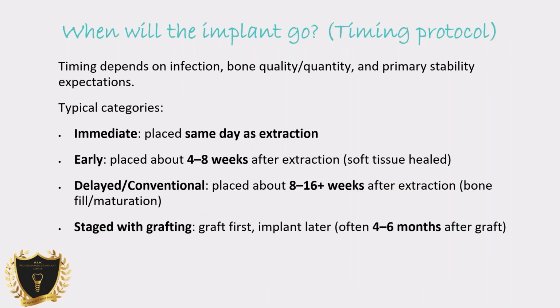Timing depends on if there's any infection present, in which case we cannot do immediate. Bone quality is good or bad, and what is the primary stability. If you have no infection, you immediately place an implant, and the torque is somewhere between 35 to 70 Newton centimeter. You can load the same day. You can place the implant, and if you think you can load it, you can put the crown the same day. Immediate implants are considered same day. Early is 4 to 8 weeks. Delayed, conventional, is 8 to 16 weeks.